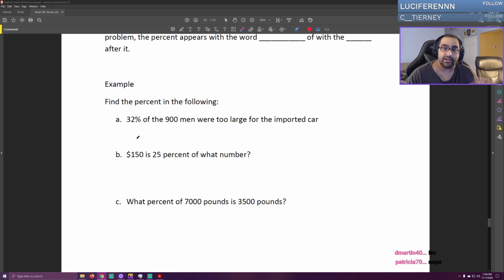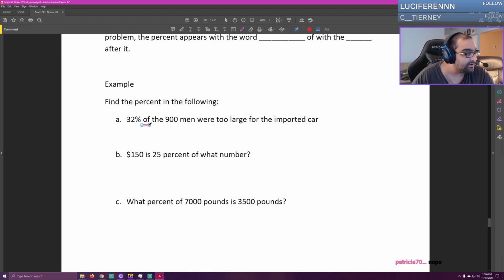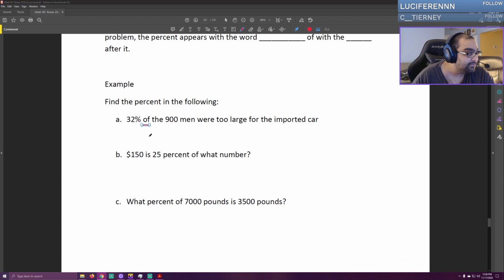So we took a look at these type of problems in the very first section of this chapter, in section 6.1. If you remember our quote-unquote math language with percentages, it is a little bit different than just saying, for example, here we had the word of. Of has a different meaning in math language than it does as a regular mundane word we use on an everyday basis. Okay, so we see that 32% of 900 men were too large for the imported car. Now, the important part here is, how do we solve for what 32% of 900 men would be?